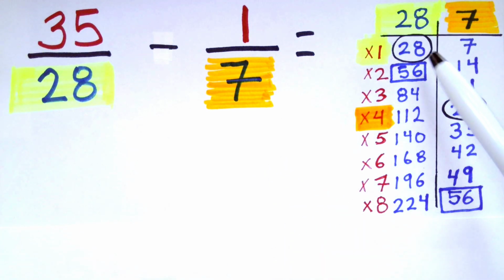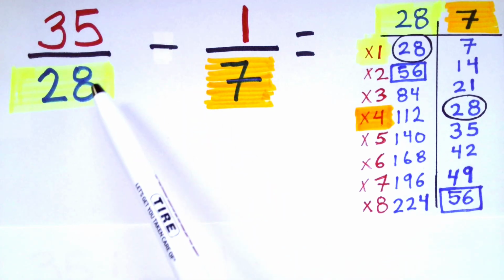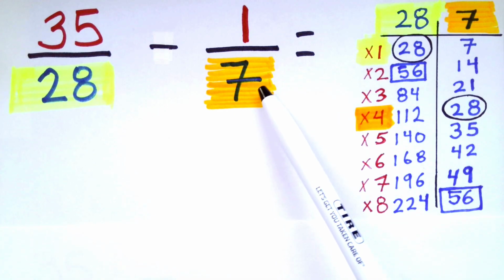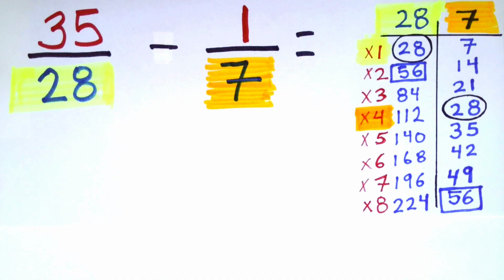So I'm going to choose the smaller of the two products. I'm going to choose 28 instead of 56. I'm going to multiply 28 times 1, that's top and bottom times 1. And I'm going to multiply 7 times 4. That will get me 28 also. So 7 times 4 on the bottom, 1 times 4 on the top. Let's take a look and see what that looks like.